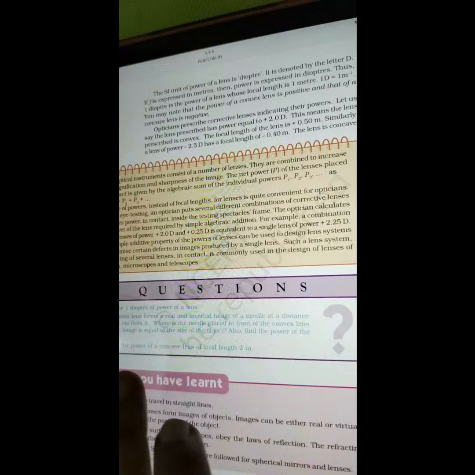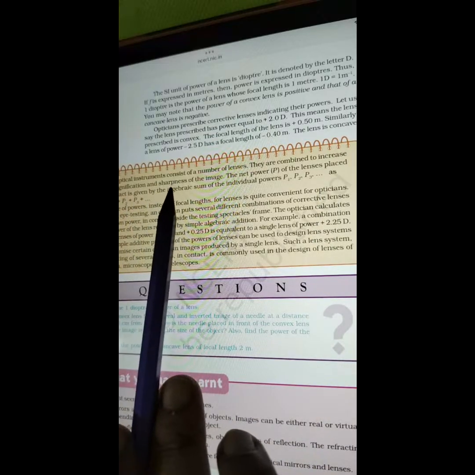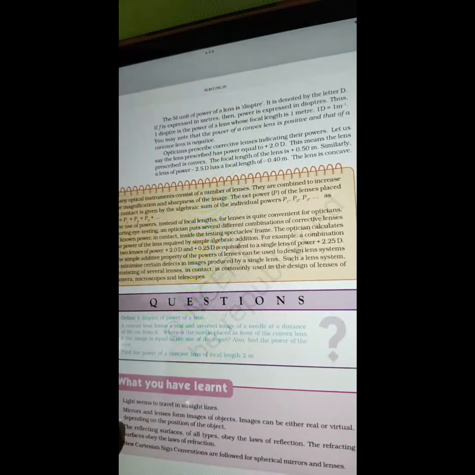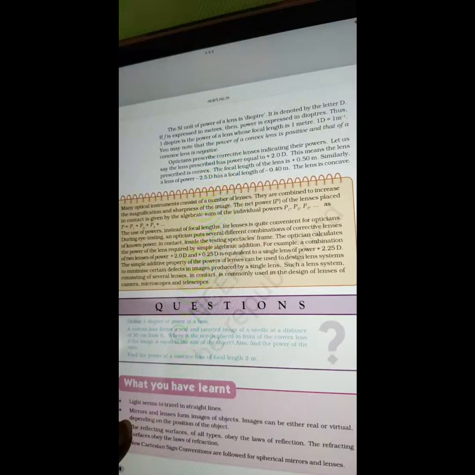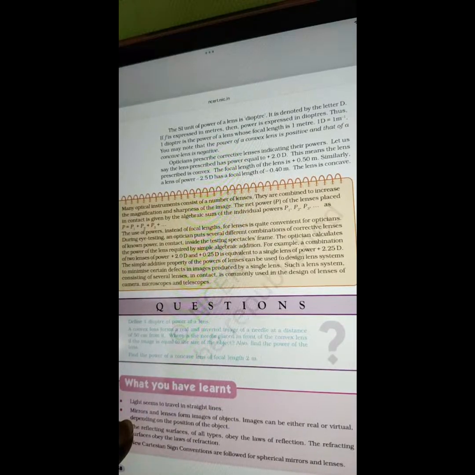More to know, many optical instruments consist of a number of lenses. They are combined to increase the magnification and sharpness of the image. The net power of lenses placed in contact is given by the algebraic sum of the individual powers P1, P2, P3, and so on. P equals P1 plus P2 plus P3.